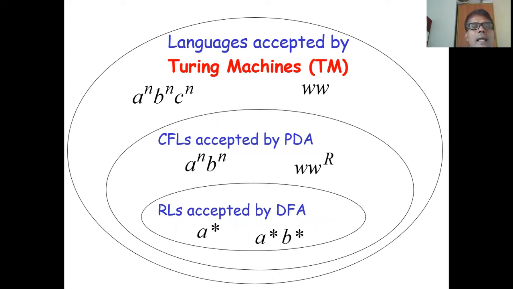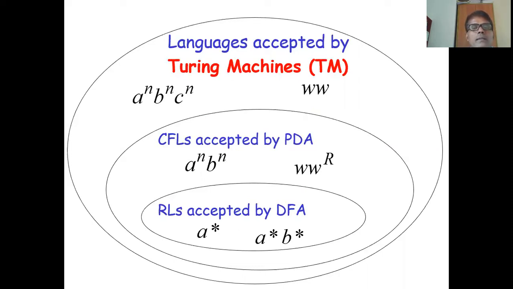So we have seen that languages such as a to the power of n, b to the power of n, c to the power of n, and ww are not accepted by the pushdown automata. Therefore, we need to design a new machine model, that is a Turing machine, so that such types of languages can be accepted. So we will design Turing machines for a to the power of n, b to the power of n, c to the power of n, and ww.